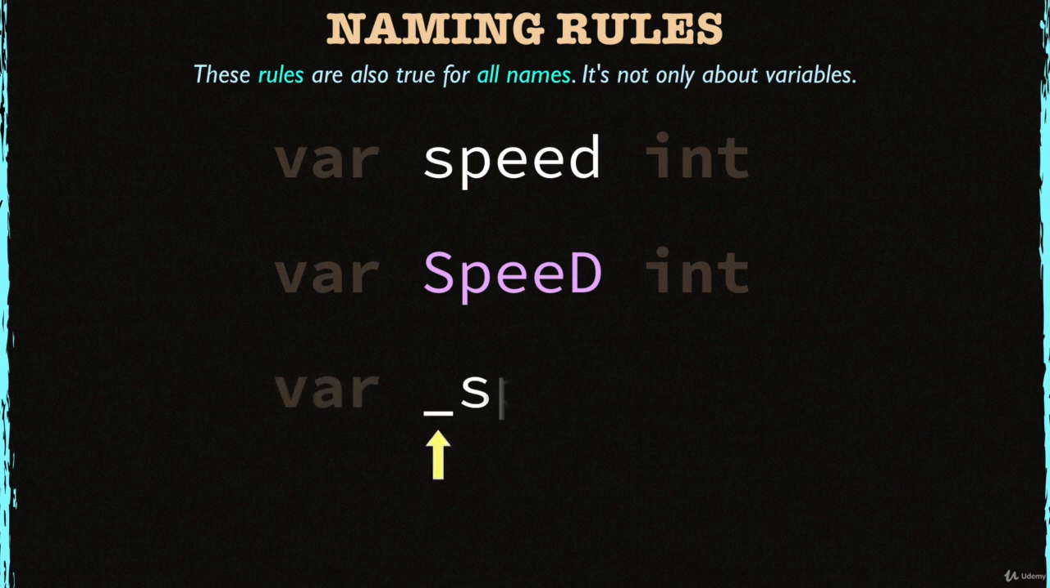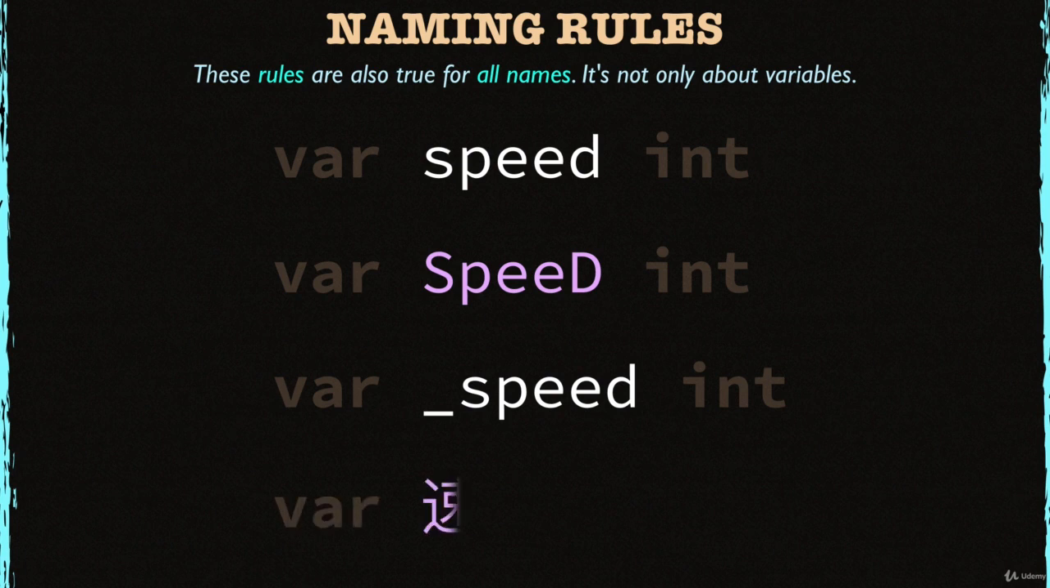As an exception, a name can also start with an underscore character. And lastly, a name can have Unicode letters. By the way, this word means speed in Japanese. I hope that is true. This works because Go can understand Unicode letters.